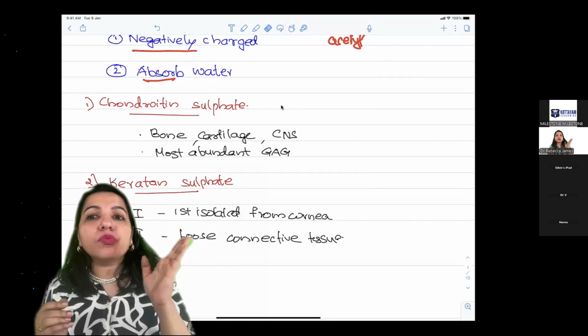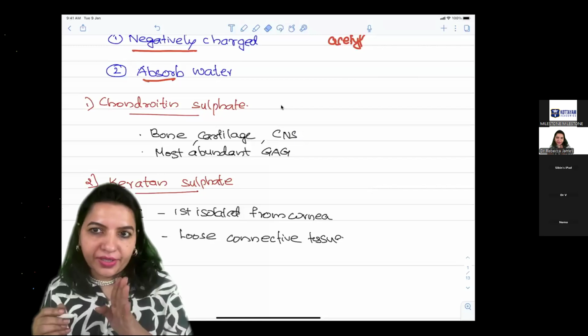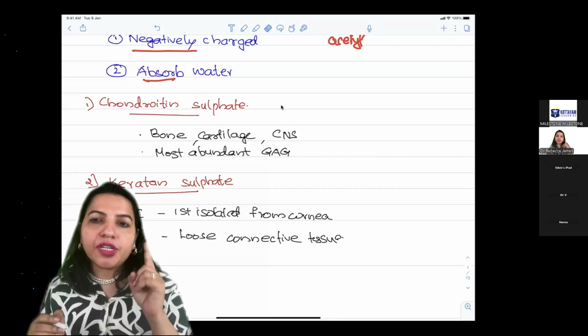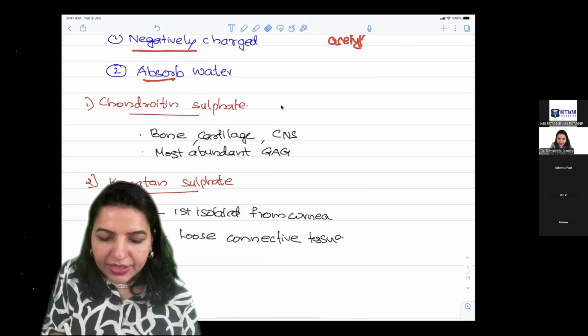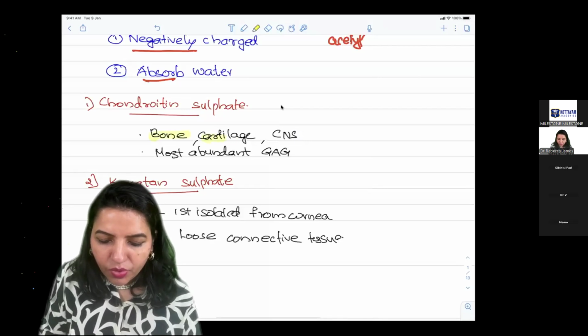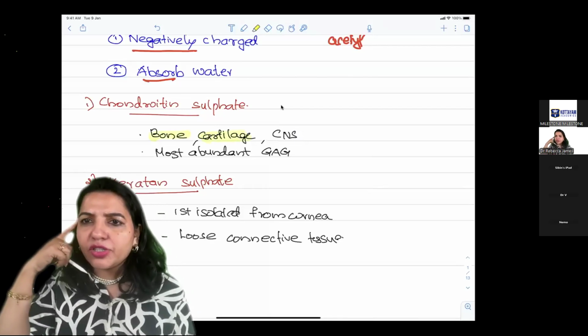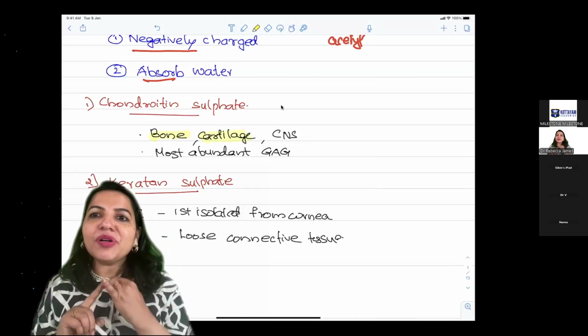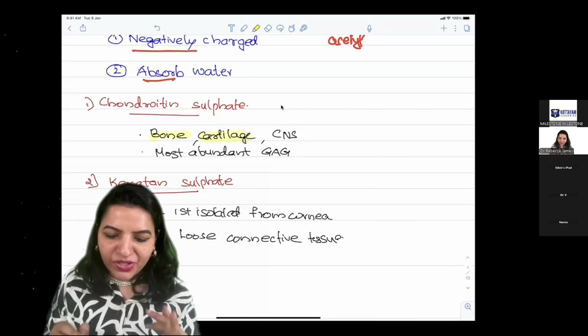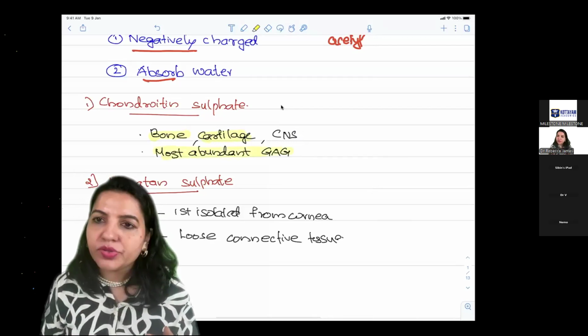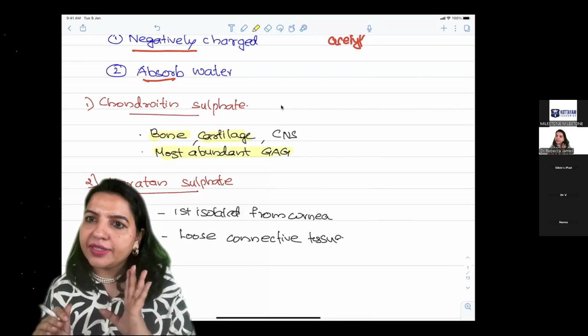Chondroitin sulfate is the most abundant glycosaminoglycan. Where is it present? It is present in the bone and in the cartilage, and a little in the brain, the CNS. But remember, bones and cartilage have chondroitin sulfate, and this is the most abundant glycosaminoglycan.